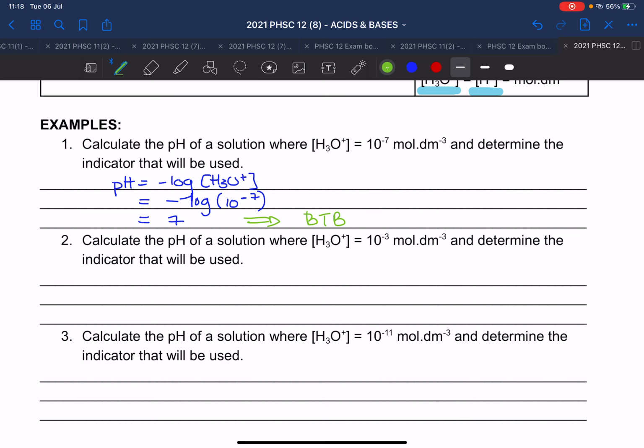Okay, right, let's do the second one. Calculate the pH, blah, blah, blah. If it has a concentration of 10 to the power of minus 3. Hopefully, can you do that sooner than you let it break it?